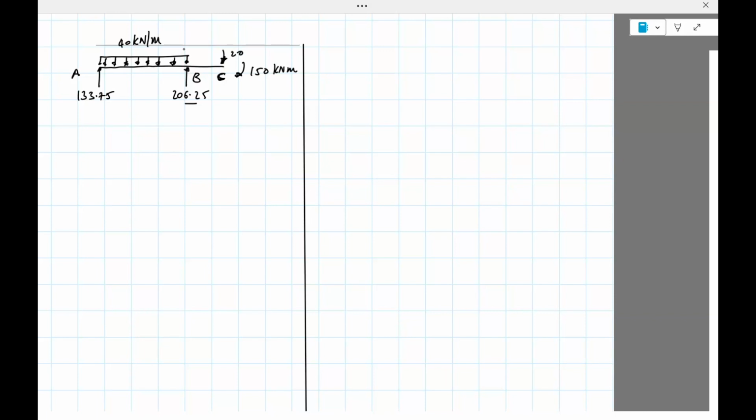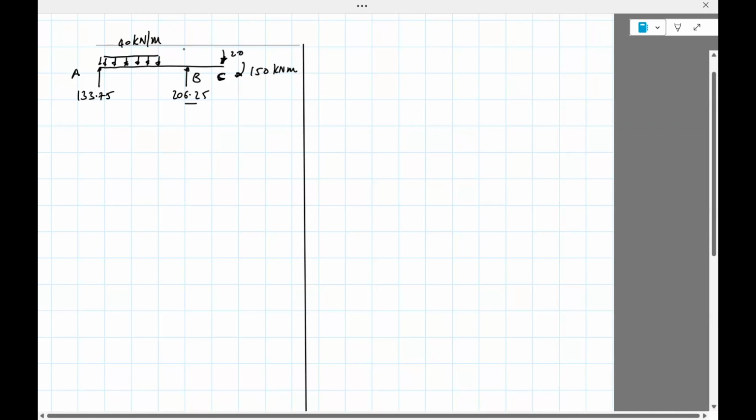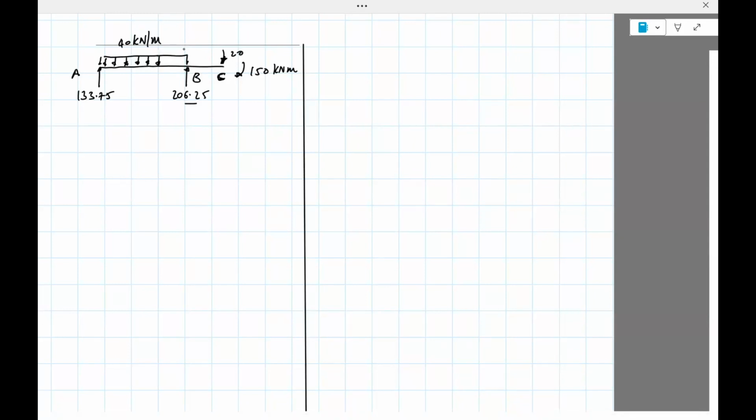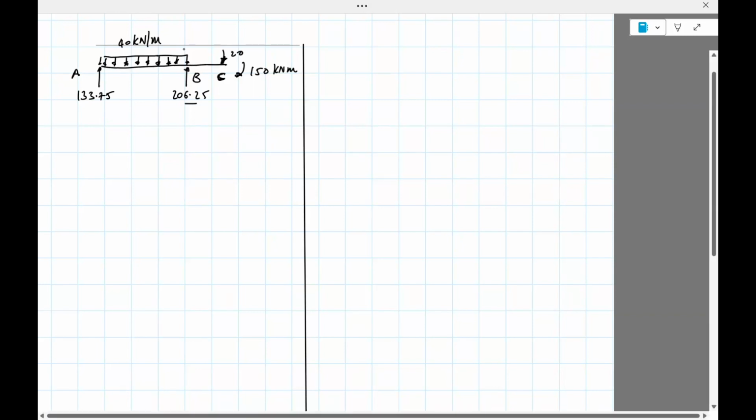If this reaction force ended right here, then we'd have to make another cut here, write the equation and so on. But in this case, we are lucky that this force ends exactly at B. So we only need to draw two diagrams, not three like the previous one: between A and B by putting a cut, and one between B and C by putting a cut there. So let's do the first one.